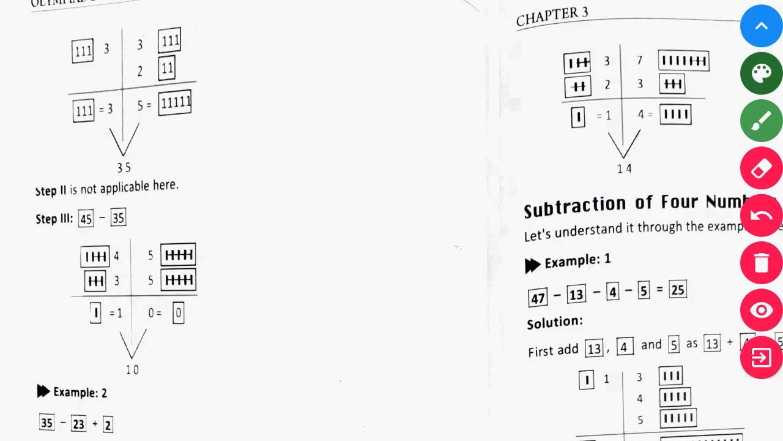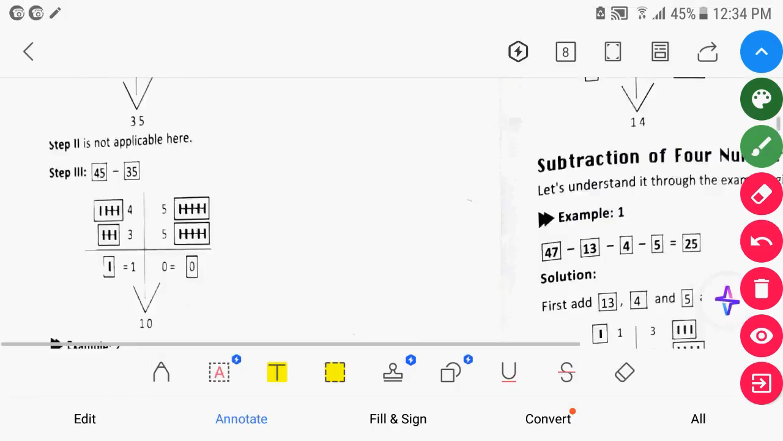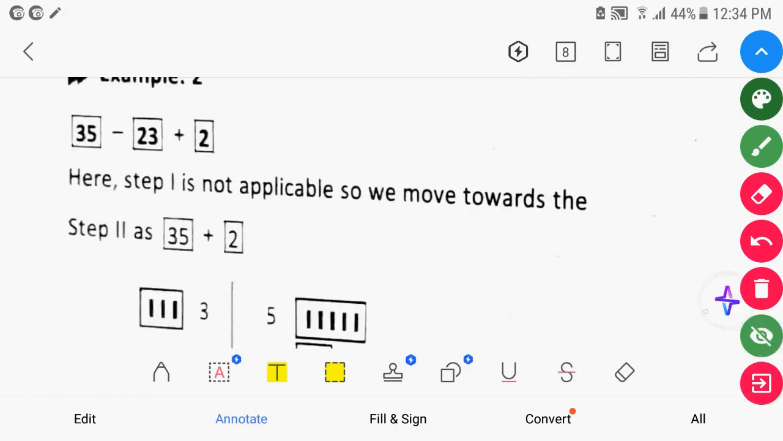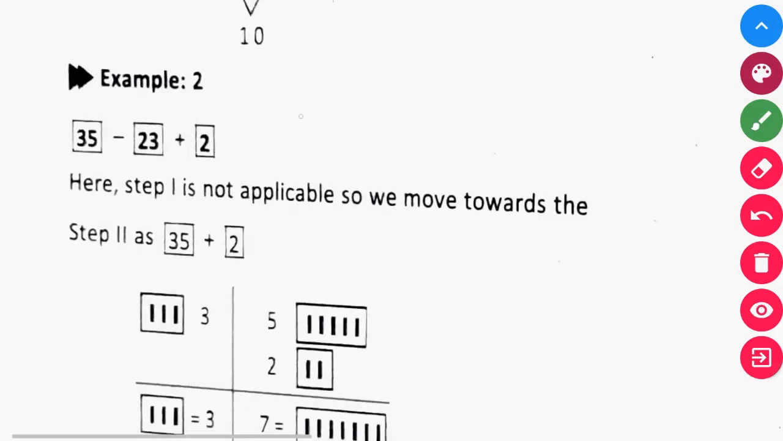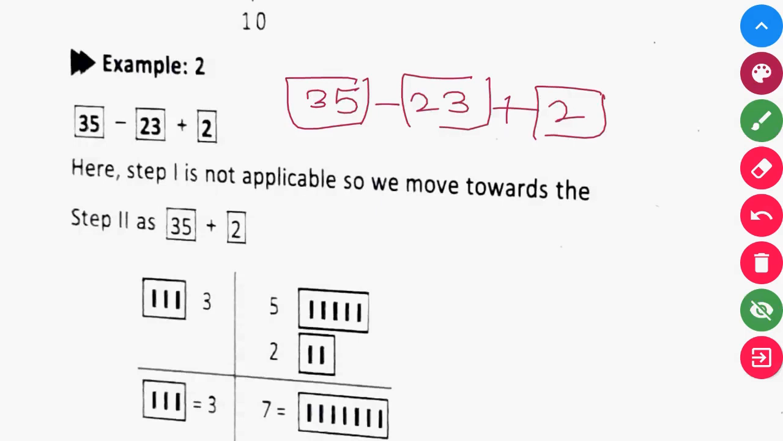Here what we had done, we add those two numbers which have same sign. Now see here, the problem, or the example is 35 minus 23 plus 2. Now what we are saying, that we add those two numbers which have same sign.